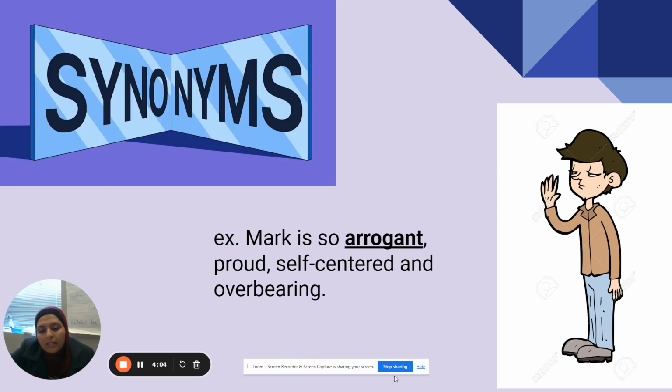Okay, and we can also use synonyms. Mark is so arrogant, proud, self-centered, and overbearing. We know what proud, self-centered, and overbearing mean. We know that all these words mean that you're just full of yourself and you're not very humble and you're not very down to earth. And so because of the way the sentence is worded, all these are just synonyms for the same word, arrogant. And so now we found out what the word arrogant actually means using our context clue synonyms.